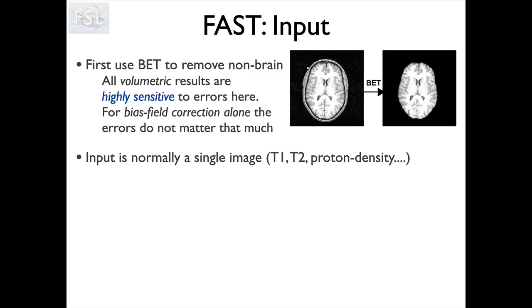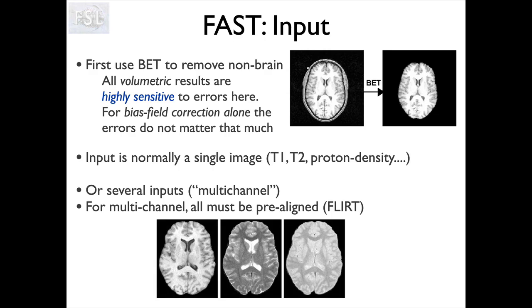So as I said, our input is normally a single image, normally a T1 weighted image, but it doesn't have to be. It could be a T2 weighted image or proton density, as long as you've got a good contrast between the different tissues. And by that I mean that there's a clear distinction in their intensities. You can look at the image and you can see that there are different levels of grayscale associated with the different tissues. But there's also another option, which is called multi-channel, where we can take several inputs at once.